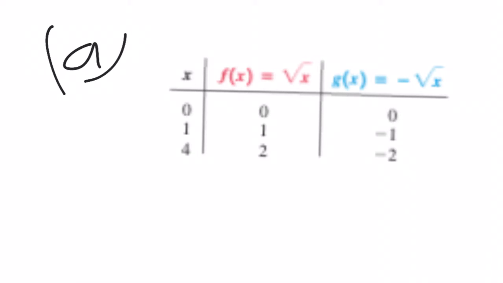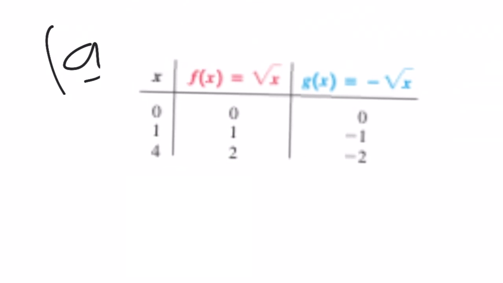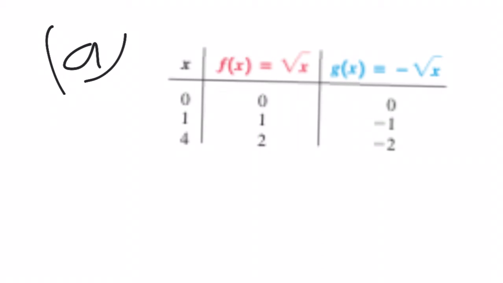We start with 0 because if you plug in any negative number into both the parent function and our reflection g of x, you end up with a negative underneath the radical, underneath the square root. And we can't have negative square roots when we're trying to graph, so we don't even bother with the negative x values. So if you start at 0, you get 0 for both the parent function f of x and g of x.